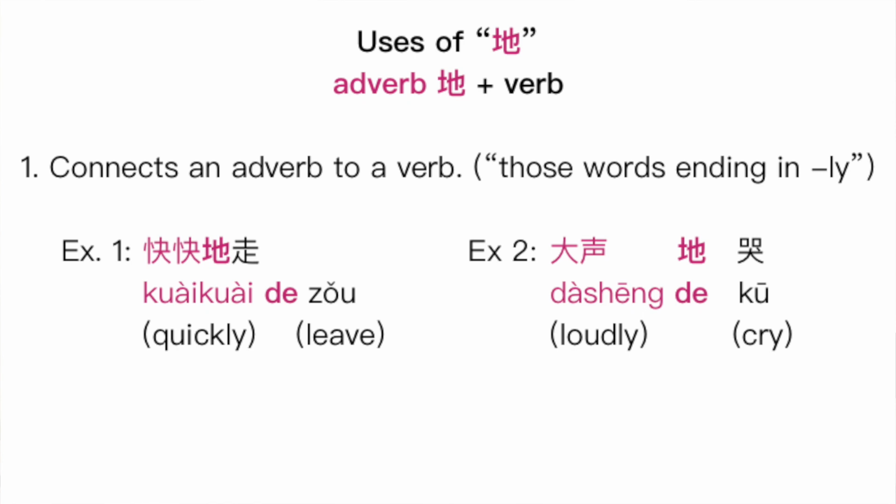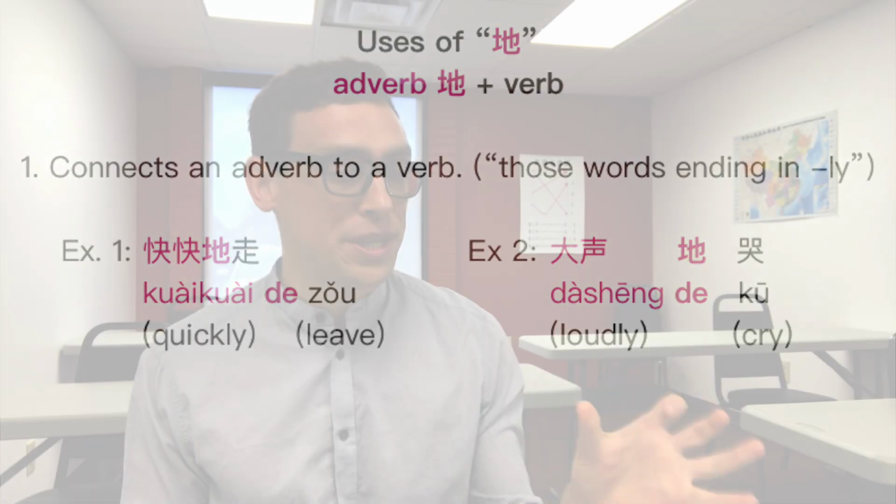Example 2 here, very similar. We have this verb 哭, and we're adding a description to it, 大声. So 哭 means cry. How is this crying happening? It is happening loudly. 大声地哭. So this de grammatically here has the grammatical function of connecting this description to this verb. Loudly crying. 大声地哭. Without the de, 大声 just simply means loud. With the de, it means loudly. It's like adding that ly on the end.